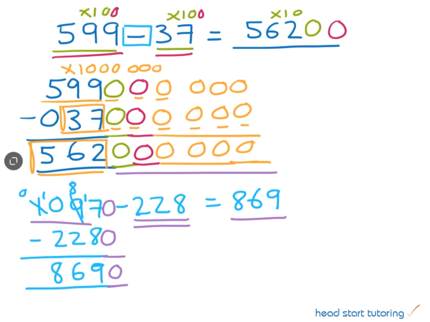So if we multiply our 1097 by 1,000 and our 228 by 1,000, we can just get an answer of 869 multiplied by 1,000, which will be 869,000.